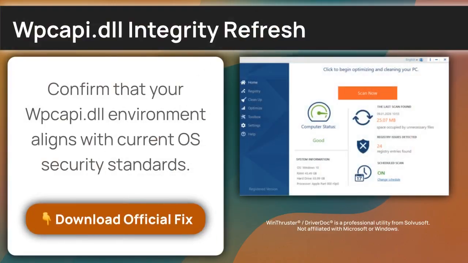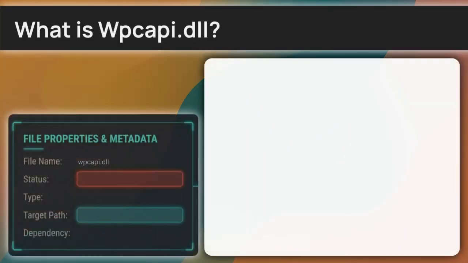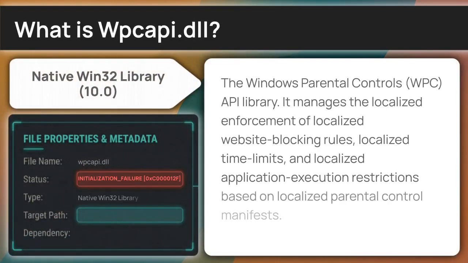This is the Wpcapi Library, the Windows Parental Controls API Library. It manages the localized enforcement of website blocking rules, time limits, and application execution restrictions based on localized parental control manifests. With that context in mind, our first logical step is a clean reinstallation.